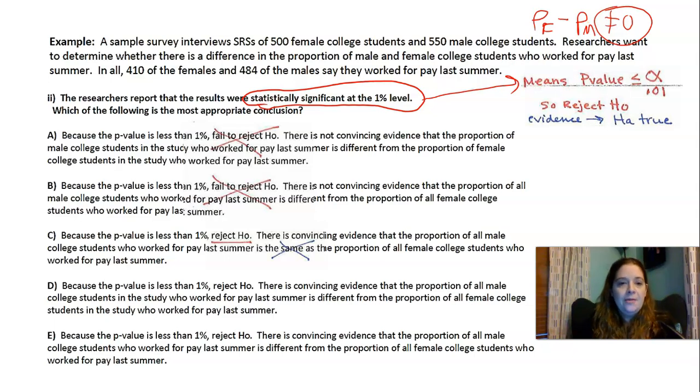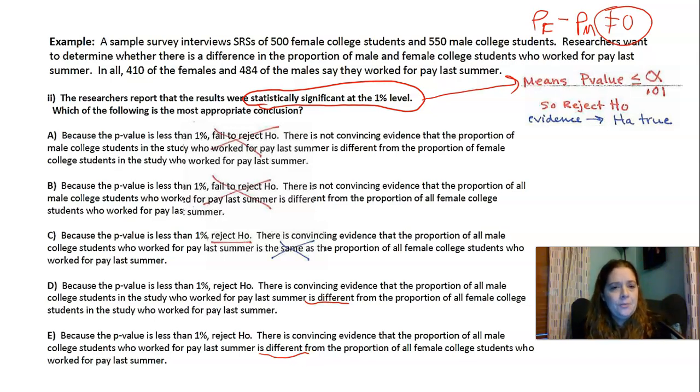Not equal to. So if I skim through, it says there's convincing evidence that the proportion of all male college students who work for pay is the same. That's definitely not it. So that's like saying H0 is true, which is the opposite of what we ever want to do. And then the other two, as I skim through, I see the phrase "is different from," and I see the phrase "is different from." So I need to take a closer look at these two.